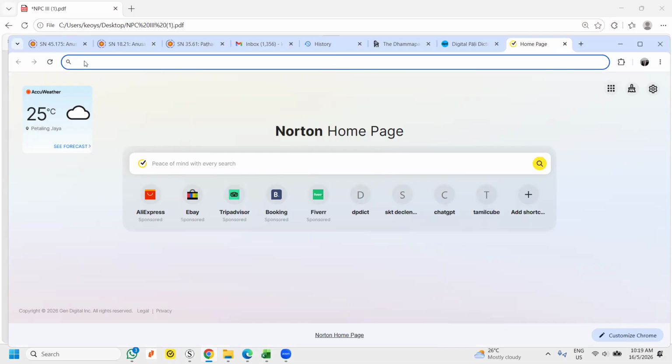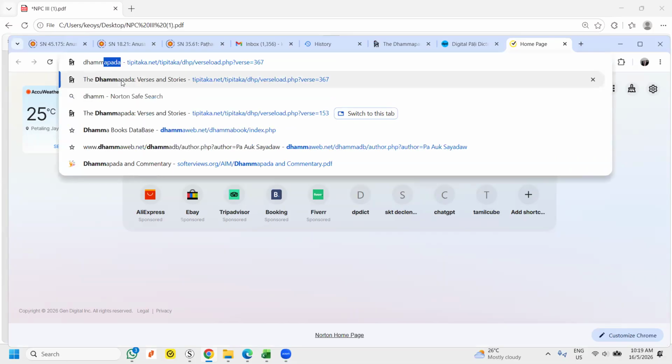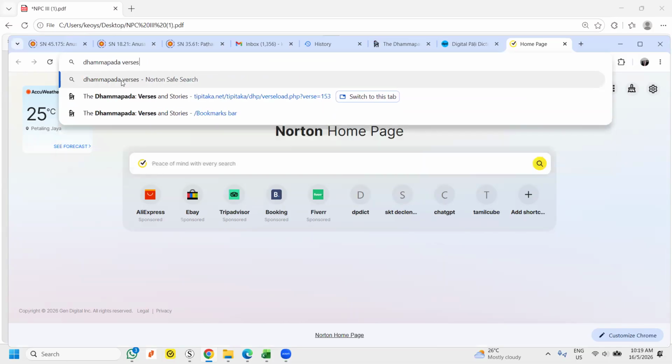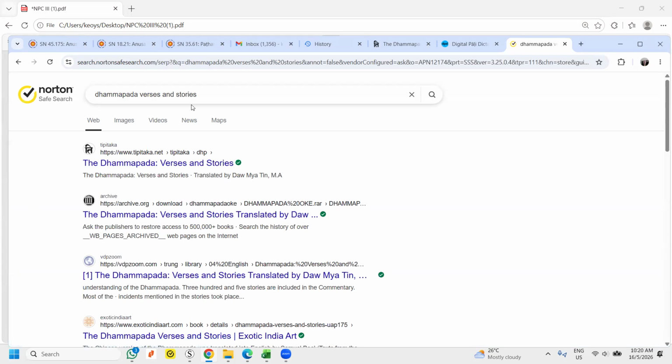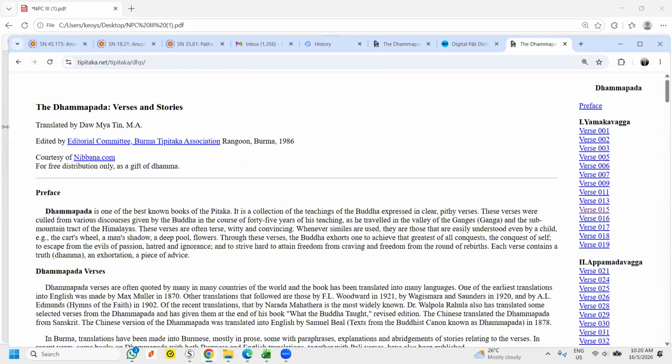That means now you are in any browser. In the browser, you just type "Dhammapada verses and story". That's all. You type like that, and then you transmit. When you transmit, this page comes up: the Dhammapada verses and story. So I do a search, and it will come out like that. This is the first one. You see Tipitaka, so this is the one we want. You just click on here, and it opens up already. So the link is this one.